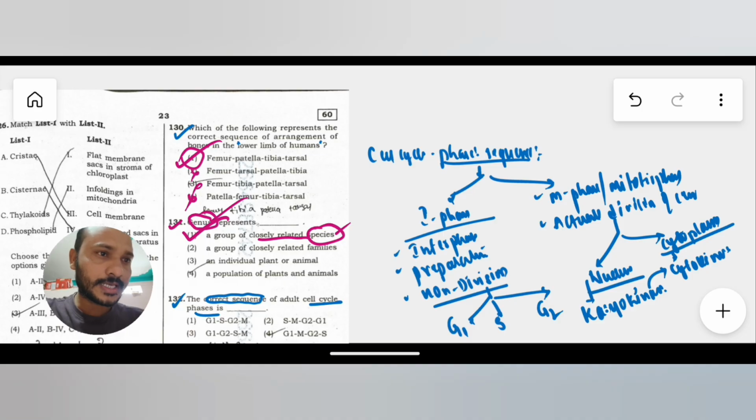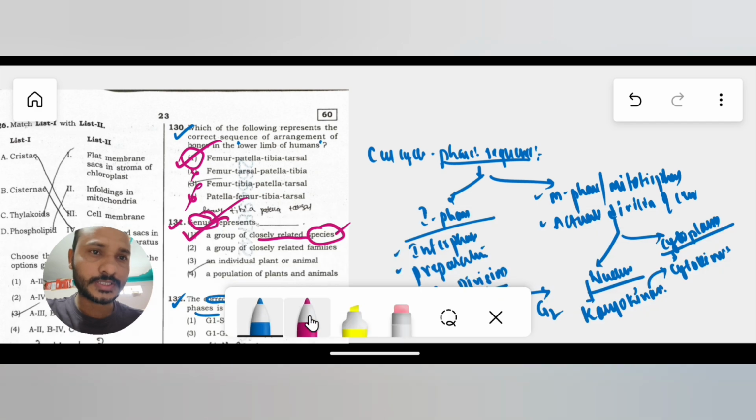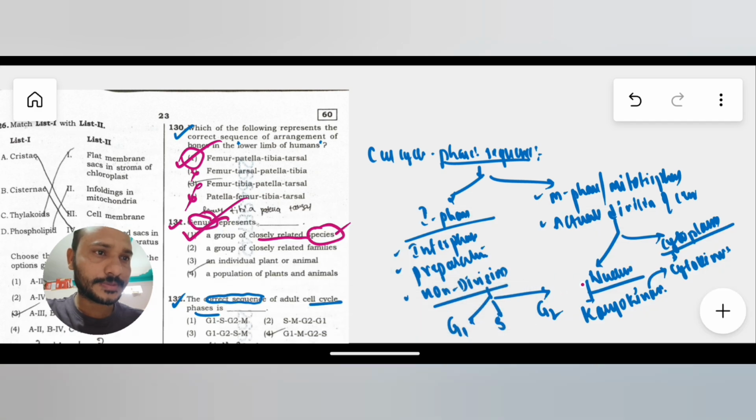In karyokinesis, meaning nucleus division, there are four phases in sequence. The first phase is prophase, followed by metaphase, then anaphase, and then the last phase, telophase. So we have different phases in the cell cycle. Once we analyze these options, here G1 is followed by S, then G2 and M.